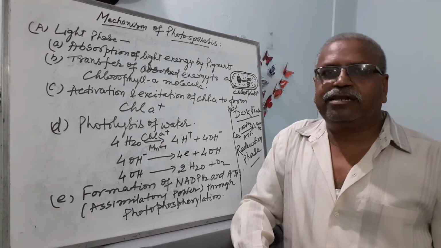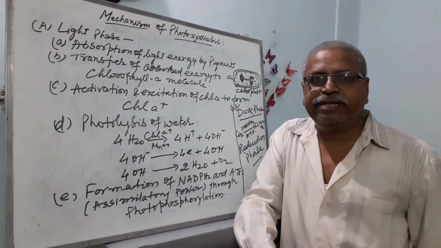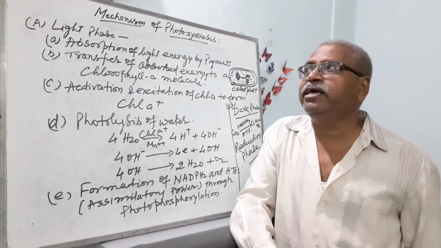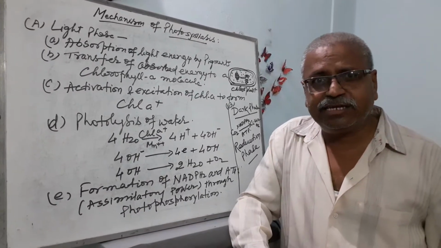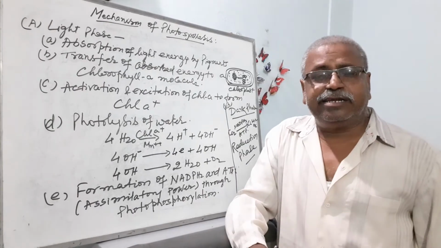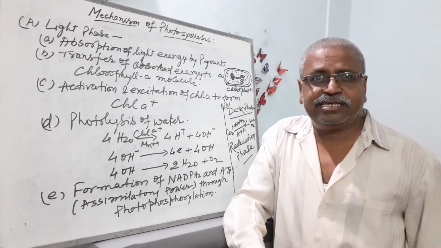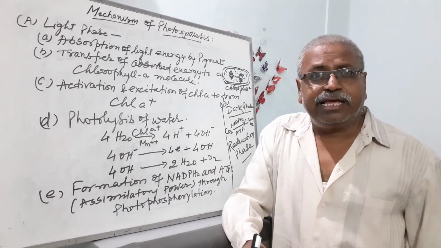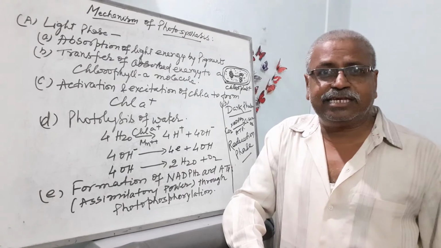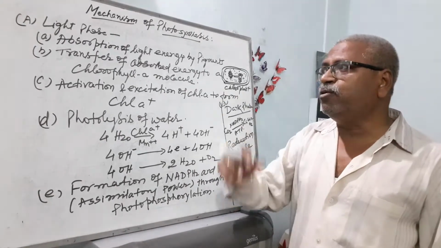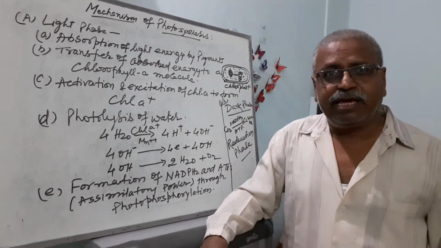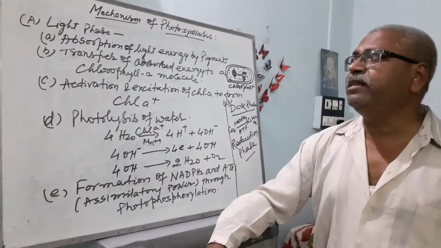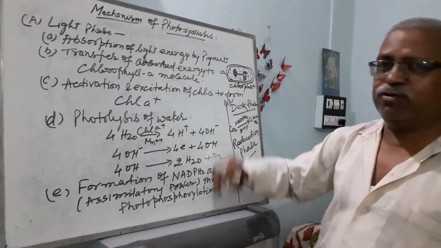In the previous lecture, I have given the idea of photosynthesis. Now, I think you are clear what is photosynthesis, what does occur in photosynthesis, how it occurs, what is the site of photosynthesis, what is the end product of the photosynthesis. Now, today I am going to explain the mechanism of photosynthesis.